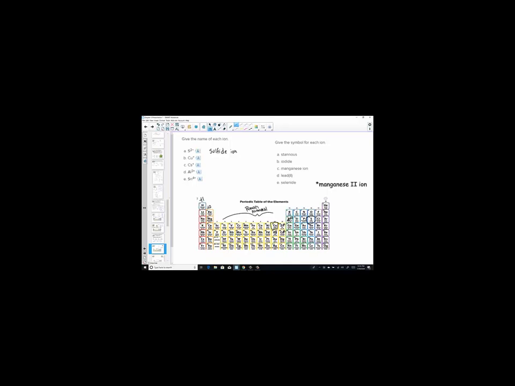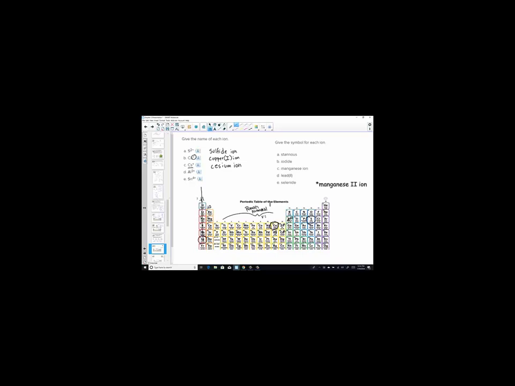Copper lives in the heartland of "I don't know what your charge is," so I have to tell you in its name. Notice this is called copper(I), and I'm going to put that in parentheses to let you know it's carrying a +1 charge, copper(I). Here's Cs, that's cesium. Cesium lives in a column where I definitely know its charge. It's always, always, always a +1. So no Roman numeral because I know its charge. Cesium ion. Not a variable charge, but a fixed charge.